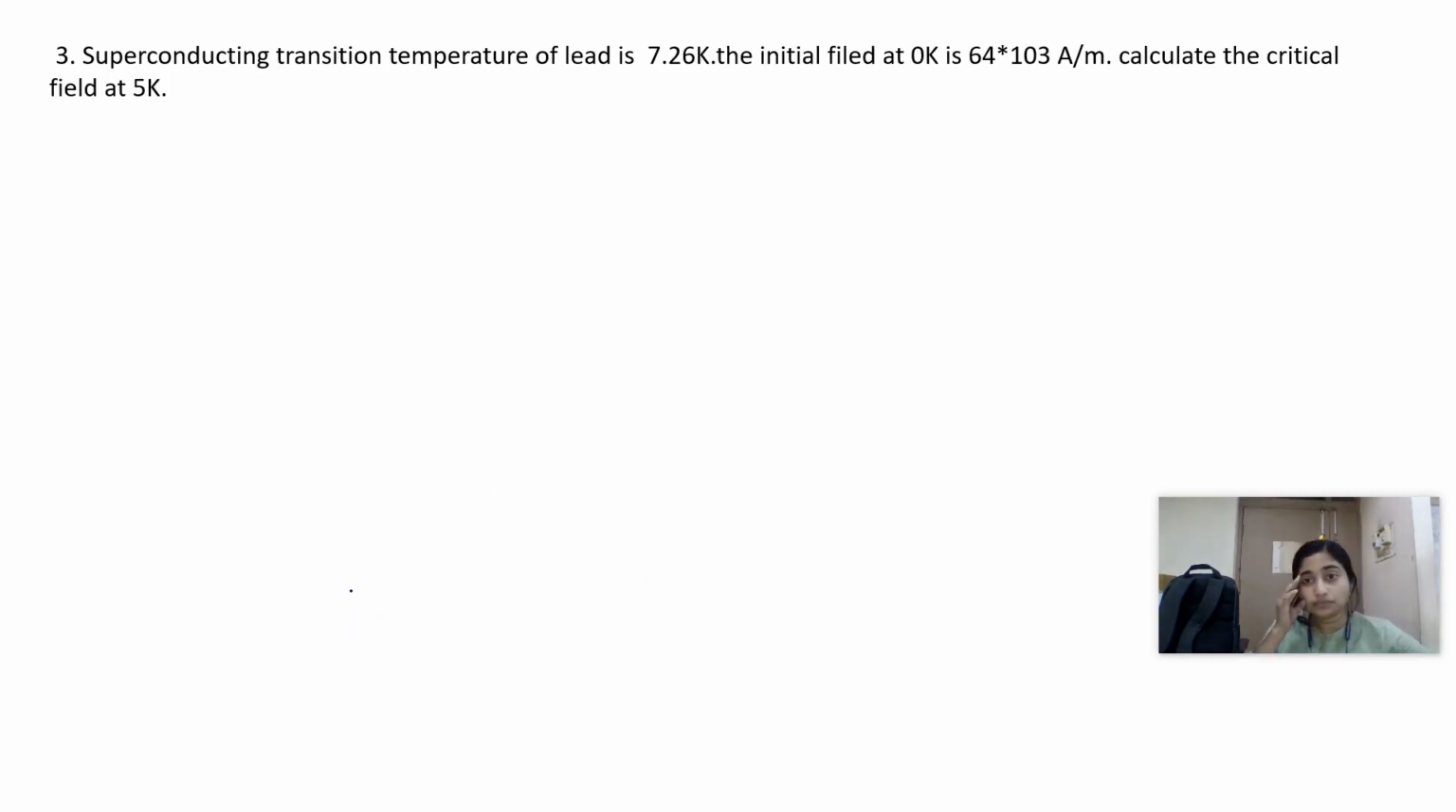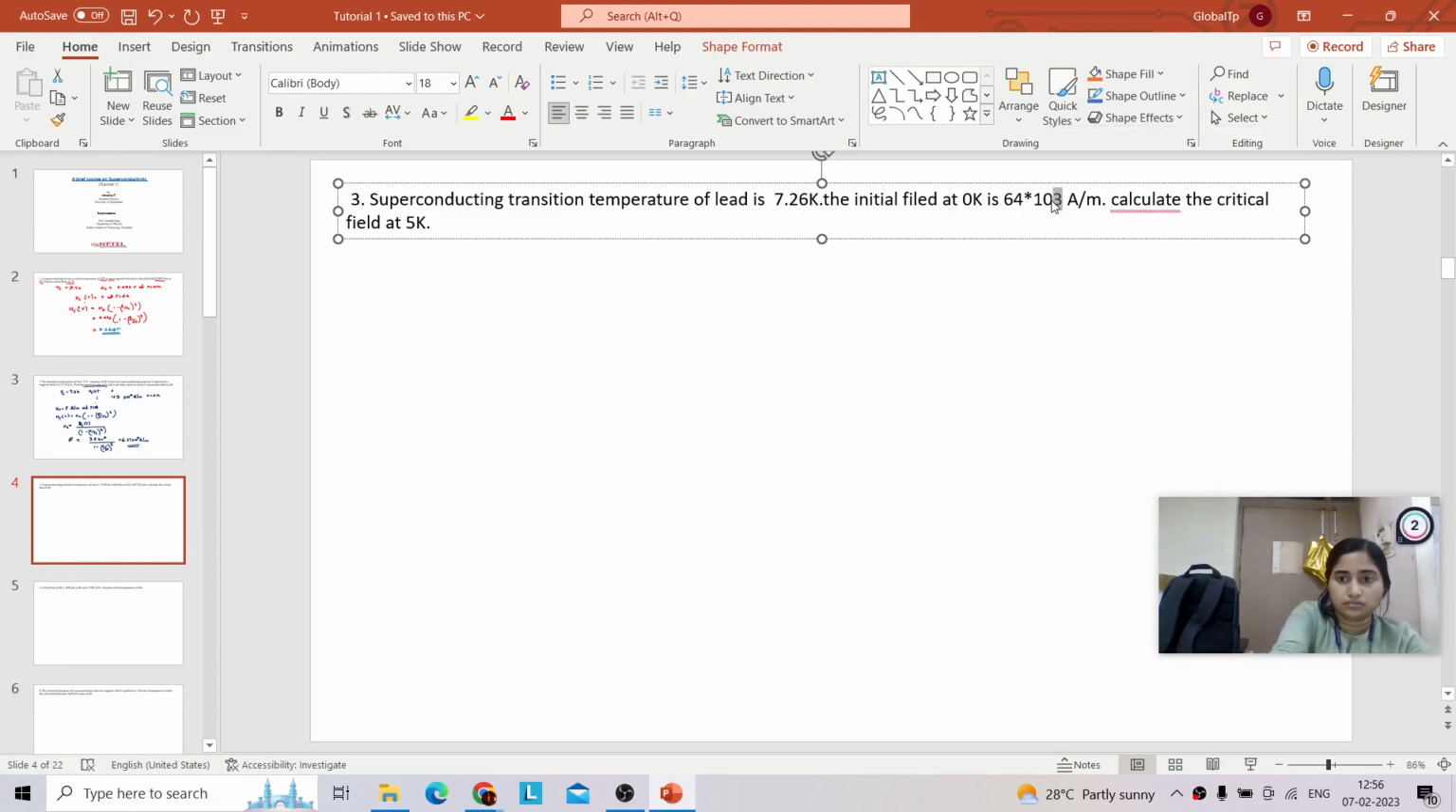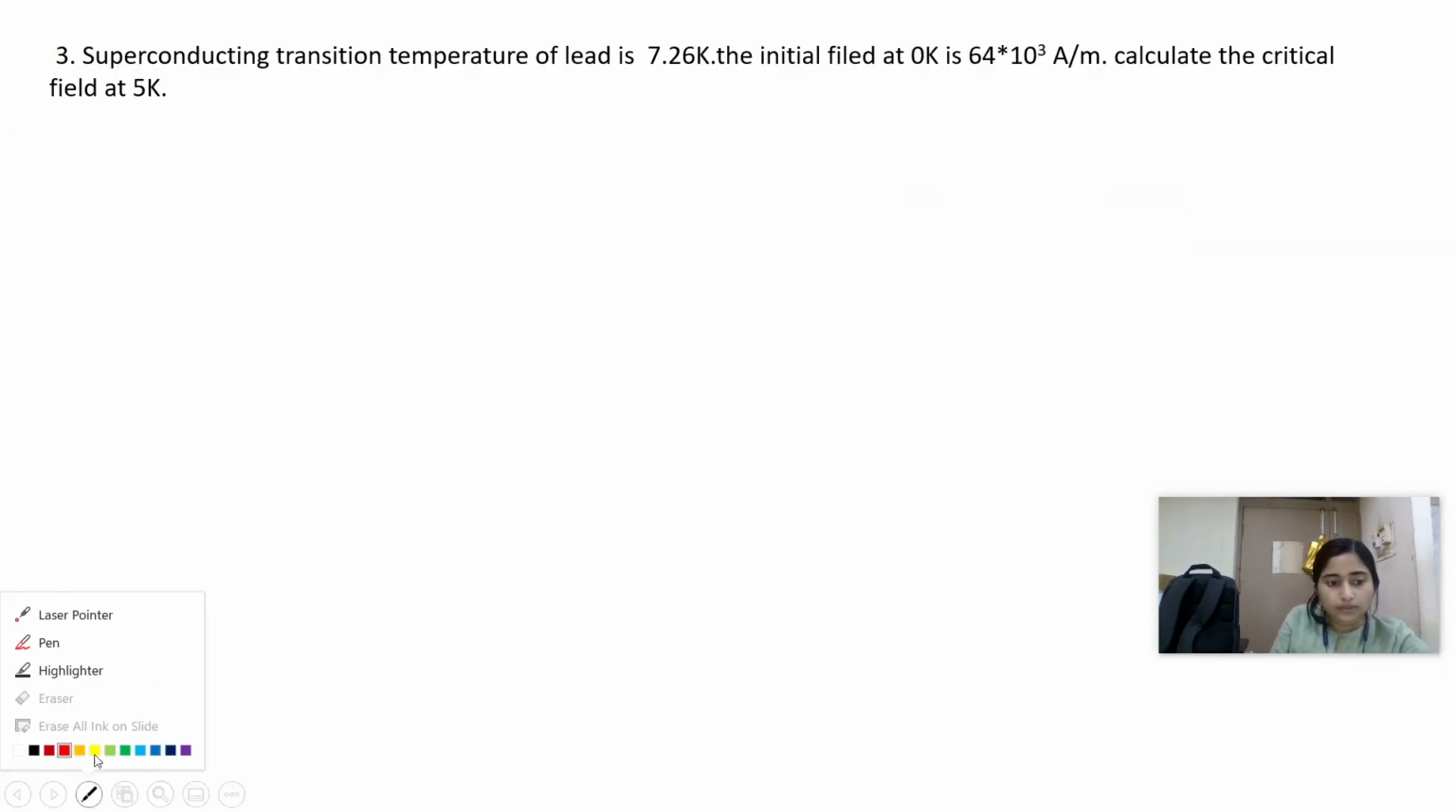Okay, now we will go to the next problem. The third problem is also similar to the earlier problem. So please try to solve it first.